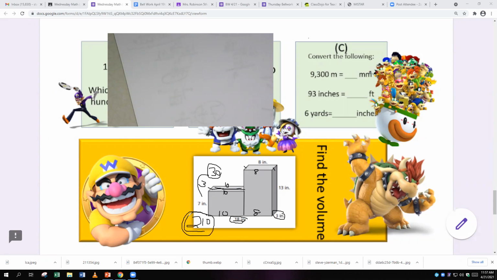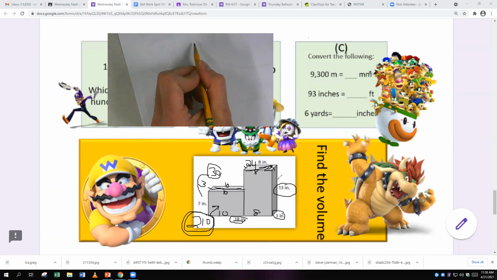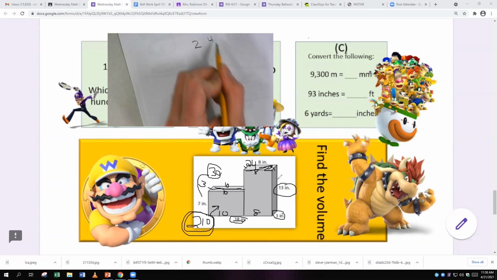So this entire thing over here is 210. What about this side? Well, this is 8 times 3, right? This is 3. How do I know? Because this is 3. 8 times 3 is 24. And I'm going to take 24 and multiply it by 13. Because if the area is 24, 24 goes up and down 13. So 24 times 13. Let's just figure this out.